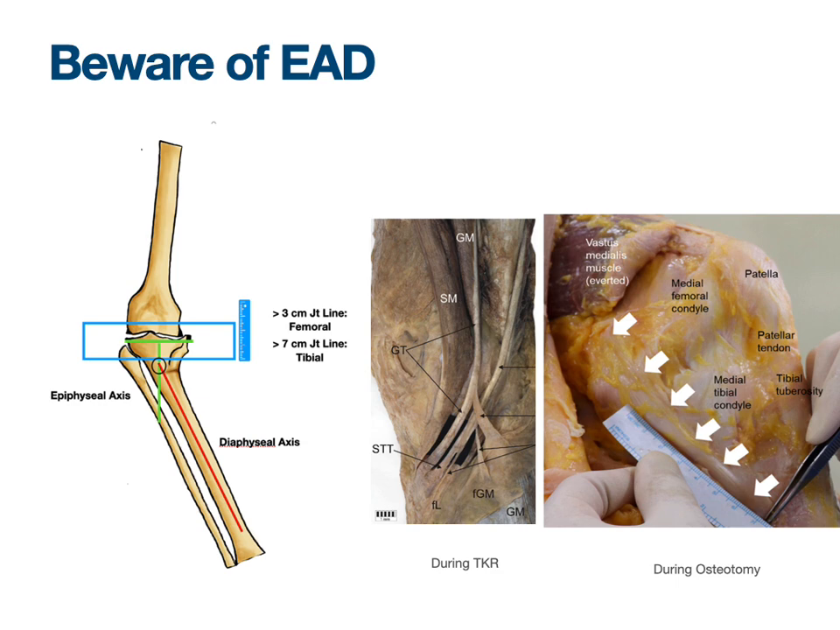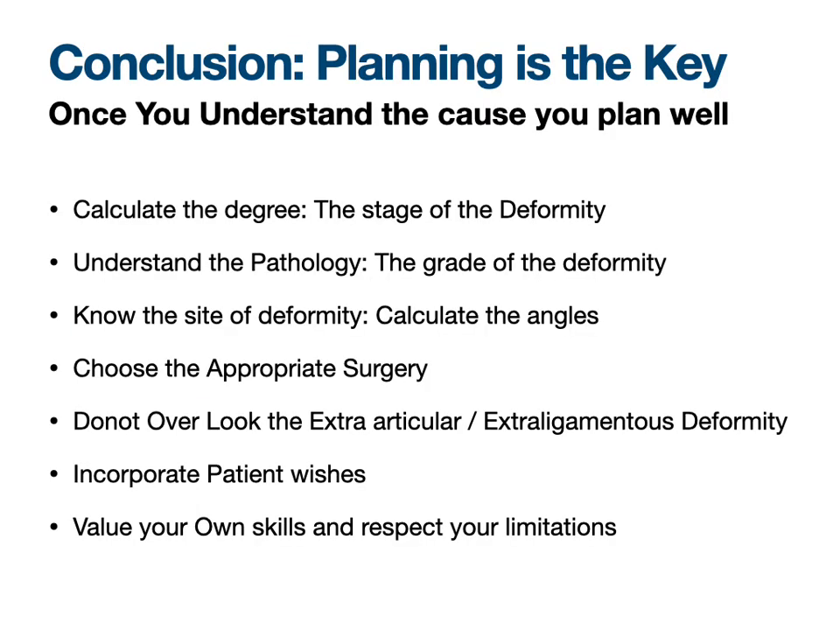It is also once again important to remember the presence of extra-articular deformities. So if you look at it, during TKR, we sacrosanctly preserve SMCL, whereas in HTO, we are releasing a little bit of superficial medial collateral ligament, and that's the area where our work happens, just slightly proximal to the insertion of SMCL. So to conclude, the planning is the single most important factor in choosing and executing a surgery. Once you understand the cause, you plan well.